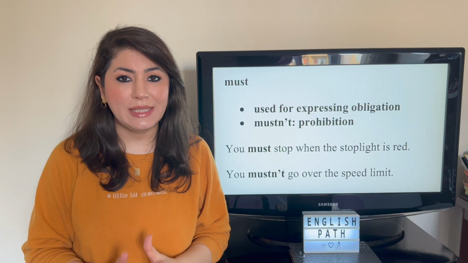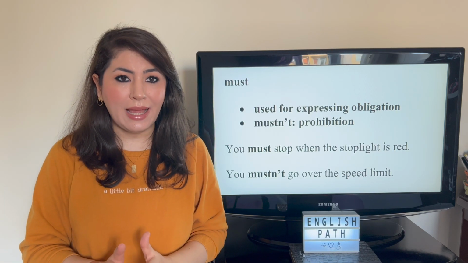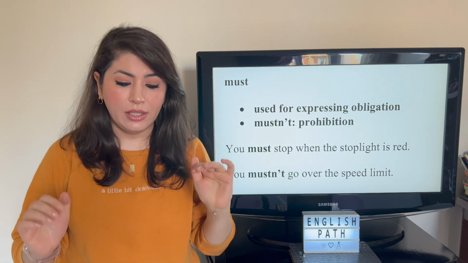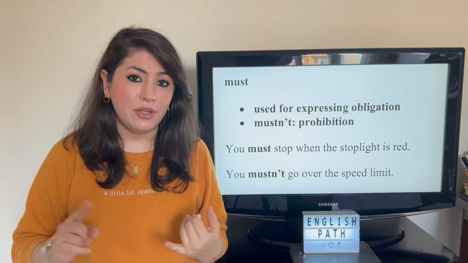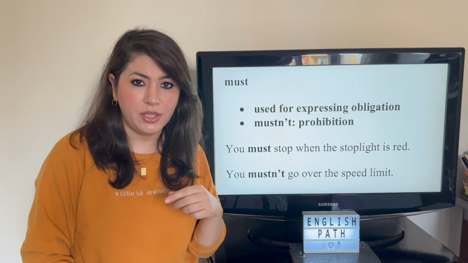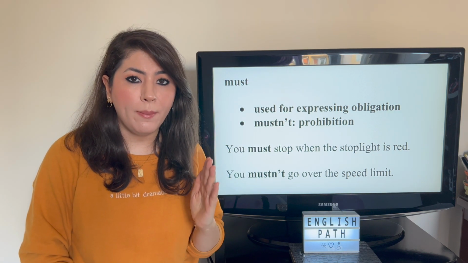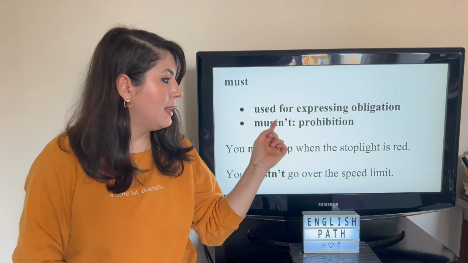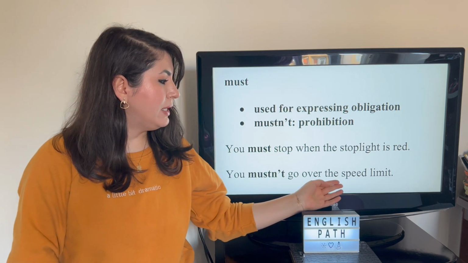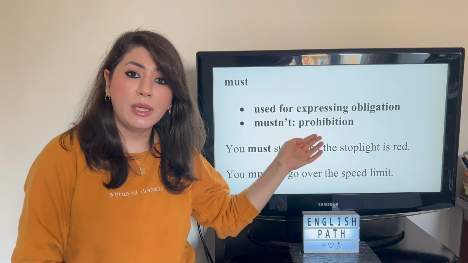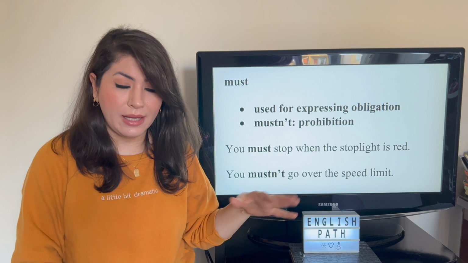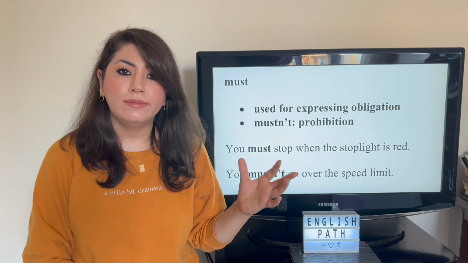And the final modal is must, which expresses obligation. Like, you must stop when the stoplight is red. When you're driving and the stoplight turns red, you must stop. If you don't, you will either have an accident or be fined. Mustn't, pay attention to the pronunciation, must not or mustn't. If you contract it, this T is silent. You will not pronounce it. You mustn't go over the speed limit, which expresses some prohibition. Like, if you go over the speed limit, something bad will happen. Again, you will either have an accident or get fined.